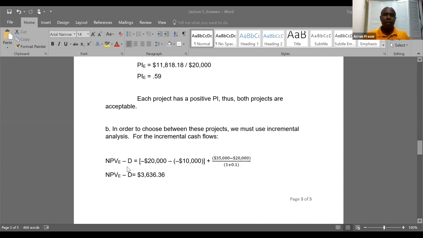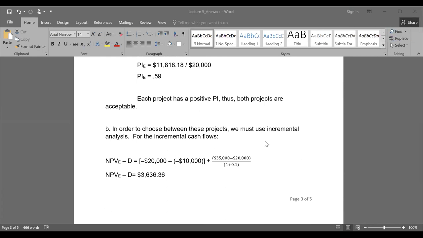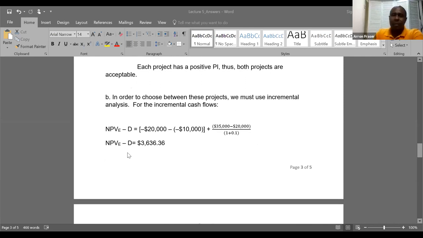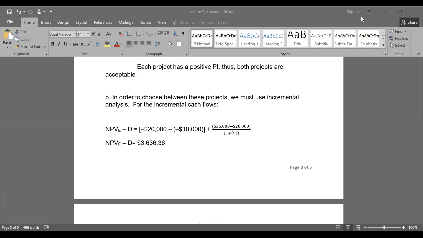All right, good. So let's go to part B of the question. In order to choose between two projects, you must use incremental analysis. So I'm taking you through the long route now. For incremental cash flows, we look at the larger project less the smaller project, right? Remember, incremental means that extra, something that is extra. So we take the larger project and subtract the smaller project.